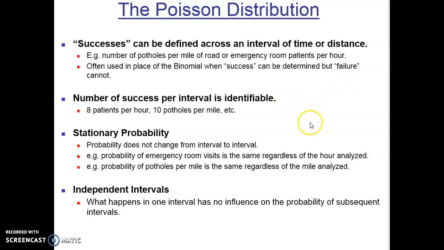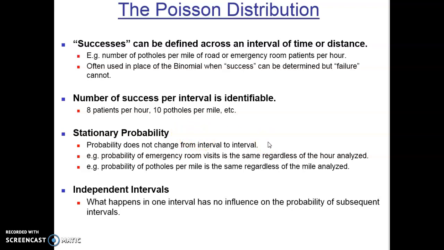The next three requirements for the Poisson are similar to the requirements that we saw for the binomial. The distinction is going to be that with the Poisson, we're dealing with intervals, whereas with the binomial, we were dealing with trials. Regardless, the number of successes per interval needs to be identifiable. You have to determine how many patients are showing up at the emergency room per hour, how many potholes there are per mile, etc. There needs to be stationary, constant probability. It can't change from one interval to the next.